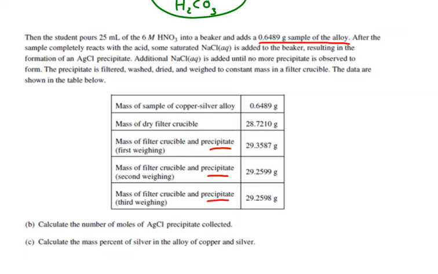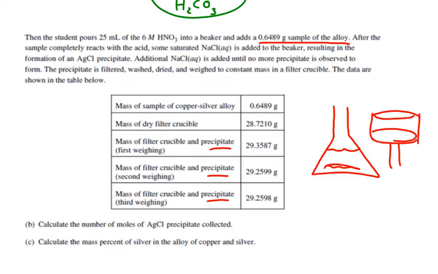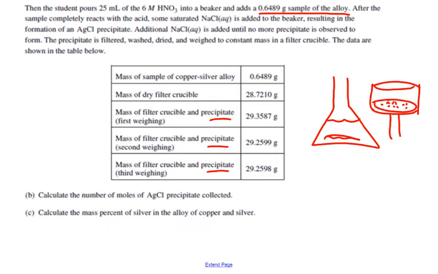We've done this. You just keep adding it in a volumetric flask, and then you get a solid. And then what we did last year, we did some suction filtration, where you have a disc, and then we get a solid at the end. Okay? So, B, calculate the number of moles of AgCl precipitate collected. So, this is the precipitate collected. I want to know the number of moles. What am I given? Grams. So first, all I need to do is find the grams of my AgCl, and then you should be able to get there. So what do I need to do first?